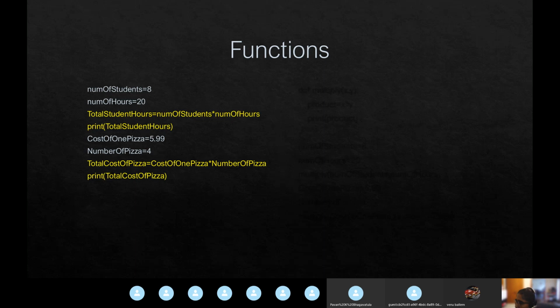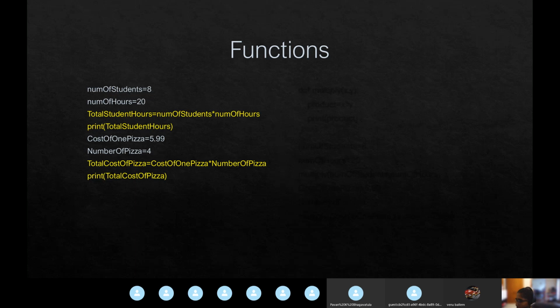So the total number of student hours is the number of students multiplied by the number of hours. Then you can print total student hours. The same concept applies if I'm calculating the cost of a pizza. The cost of one pizza is $5.99, and if I have 4 pizzas, the cost is 5.99 multiplied by 4. You see those 4 lines of code highlighted in yellow. It's basically doing multiplication and printing.